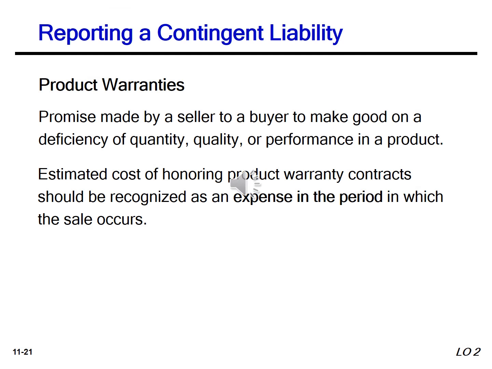Contingent liabilities may include items like product warranties. These are basically promises made by the seller to a buyer to make good on a deficiency of quantity, quality, or performance in a product. Estimated cost of honoring product warranty contracts should be recognized as an expense in the period in which the sale occurs.